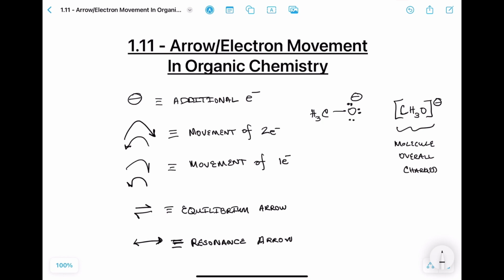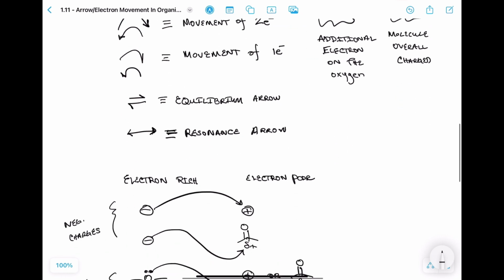And this is saying that the charge, the additional electron, is on the oxygen. So keep those two in mind and understand it.